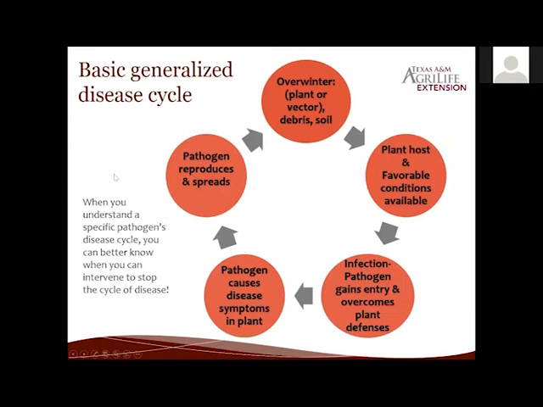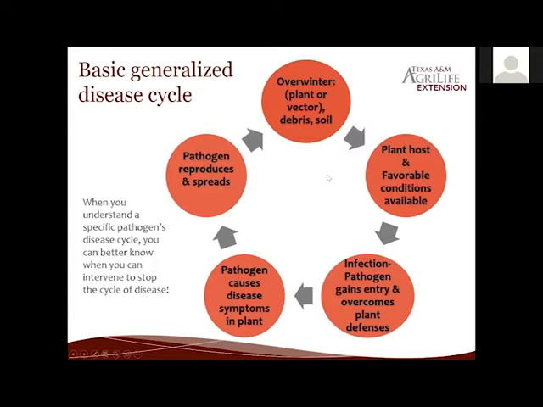Okay, so now we've talked a little bit about what we need to have present for a disease event to occur. I have a very generalized disease cycle here. So all plant pathogens have a disease cycle. This isn't quite the same as a life cycle, it's just close. So this is the path that it takes for the infection event and manifestation of symptoms and things like that. So we'll start up here at the top.